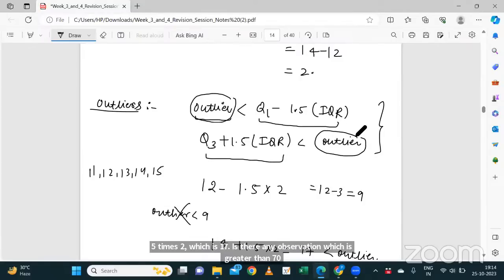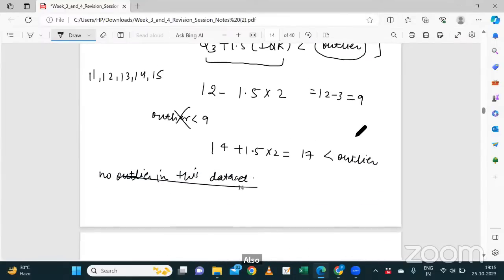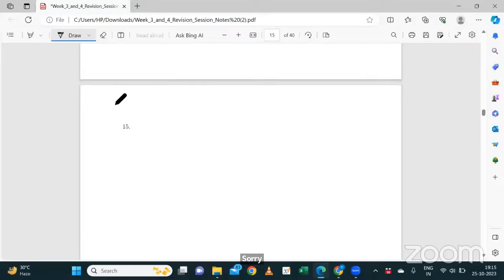Sir, is there any reason to have 1.5? Actually, there is a reason, but it goes into a little bit of depth. So for now, you can just keep it in mind. We can discuss it more, but let's finish the concept. Sir, can you please explain this one more time?